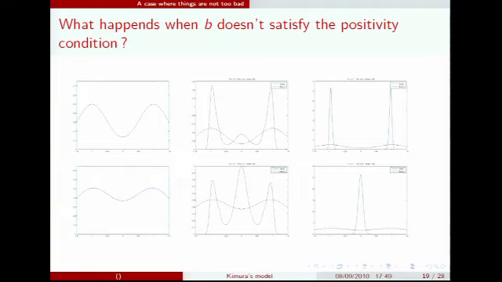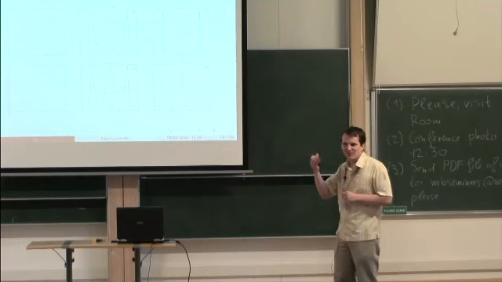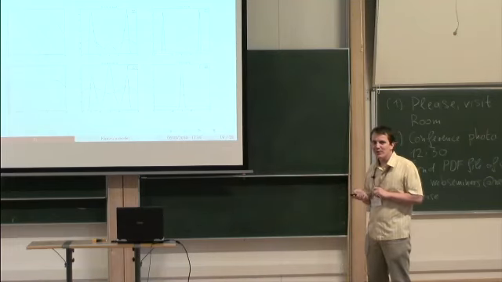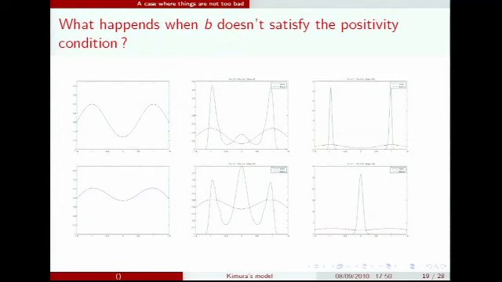Now, what happens if we remove this positivity assumption on the B? Well, everything that we have done so far breaks down. We don't have an entropy anymore. It's not decreasing. And we don't even have the uniqueness of the steady state. Here is an example for some A and some B.